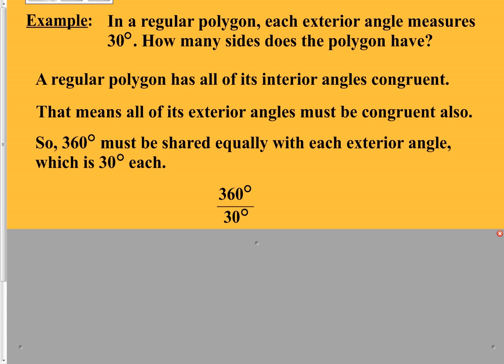So basically we're taking 360 degrees and dividing it by the 30 degrees that we know each angle measures, and we're going to find out how many angles we can take away from 360 degrees, 30 degrees at a time. How many angles will that happen with? We find out that is 12 sides. So how many sides does the polygon have? It's 12 sides. If they had wanted to know what the name of this shape is, we would have called it a 12-gon.